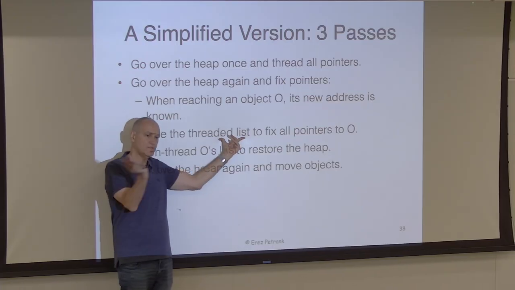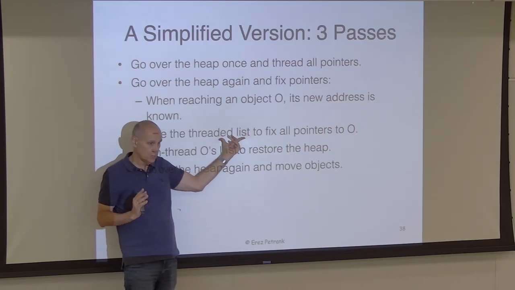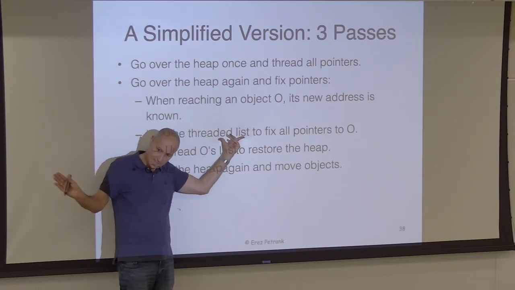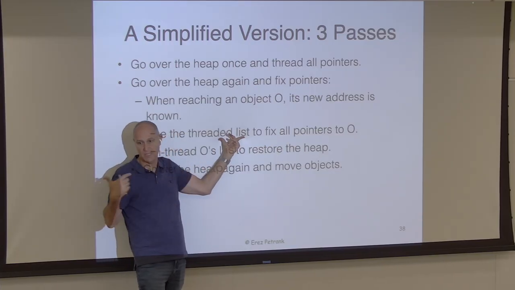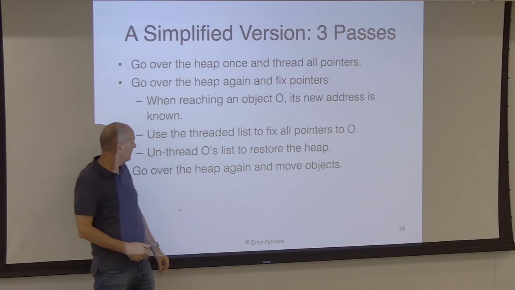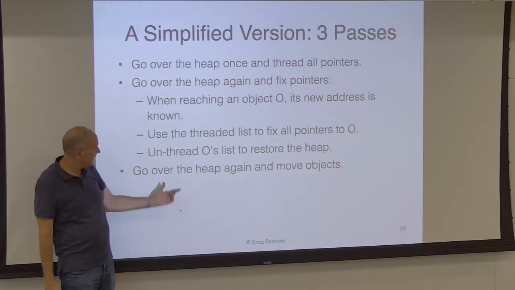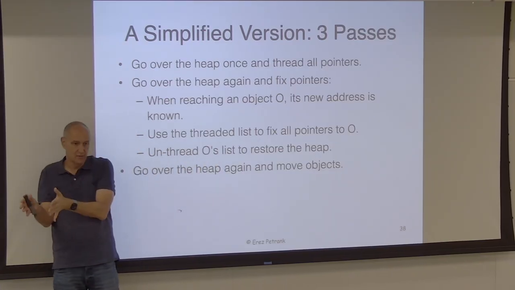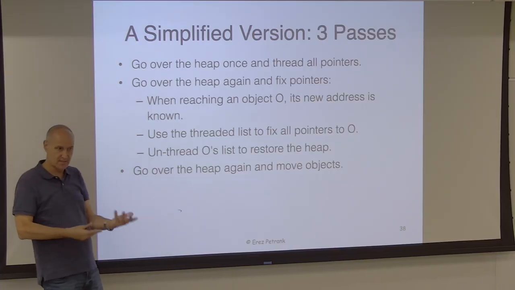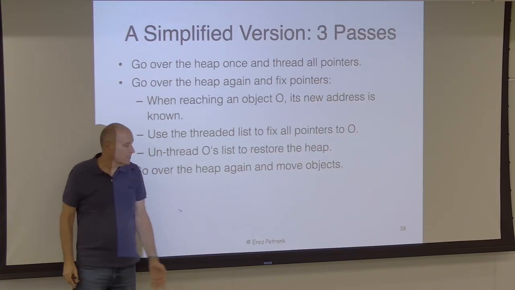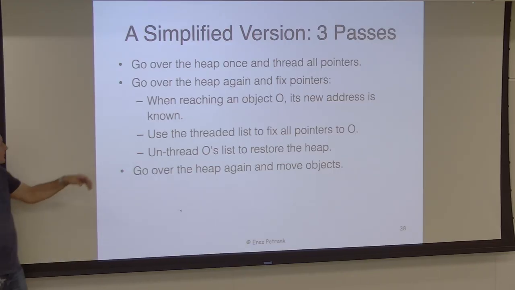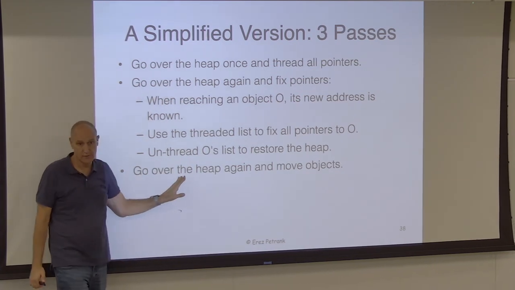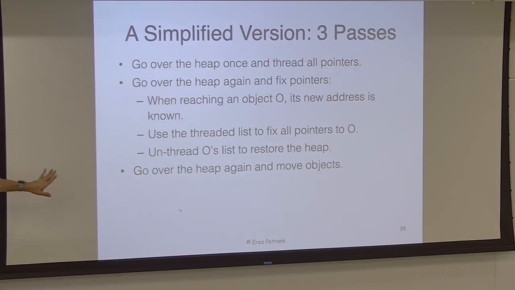So for any object, I go and fix all the pointers to it. I know what they are because they're threaded to the header of that object. I know where the header moves because I'm going sequentially over all objects, so I know how much space is required before it. And then I fix all pointers, and then I unthread them. So I move the header back to the object so that it will be consistent. And then finally I go over the heap and I move the object. So I thread all the pointers, I fix all the pointers, and I move the object. Okay, this makes sense.